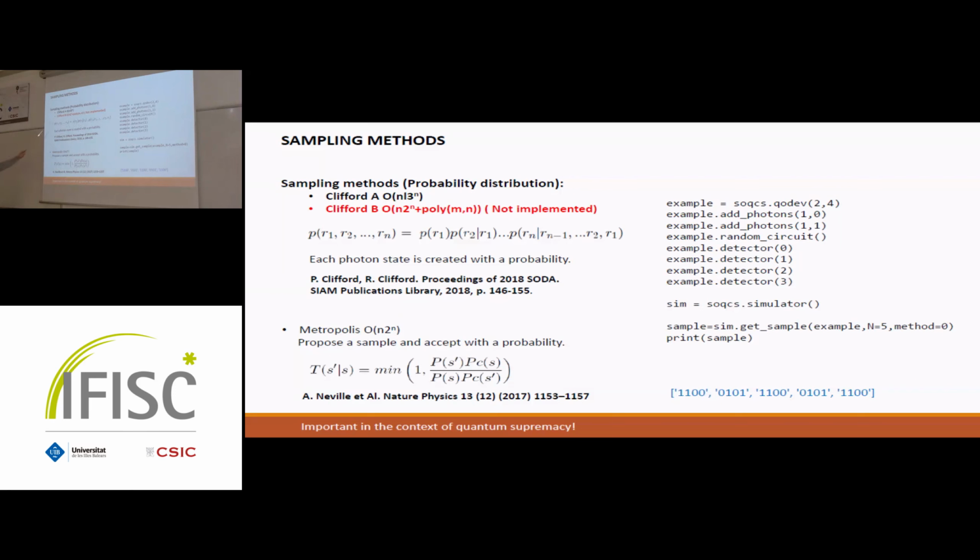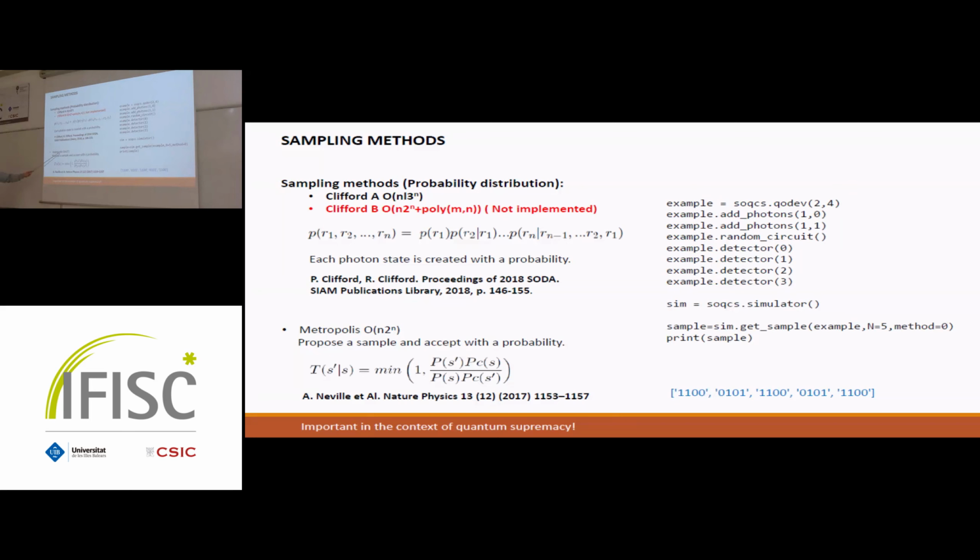And the Clifford B, which scales with n 2 over n, is the same basic algorithm. It's just that for calculating each one of these probabilities, instead of calculating the permanent directly, the calculations are split into the permanents of various smaller matrices. This Clifford B is not yet implemented in SOQCS because I need to understand a little bit of the properties of these smaller matrices to do it, and I have to sit down with Cam to do it.